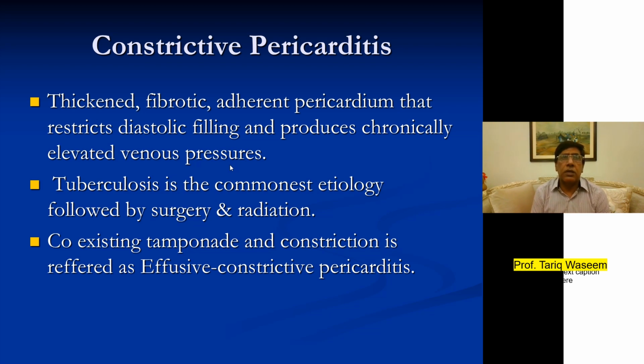This picture can sometimes mimic right heart failure, but the characteristic features of the pulse and the characteristic JVP would be in favor of constriction. Tuberculosis remains the most common etiology for constrictive pericarditis. These patients may not have a large amount of fluid in their pericardial sac or cavity, but there can be coexisting tamponade sometimes when there is a combination of effusion along with constriction, and the term used is effusive constrictive pericarditis.